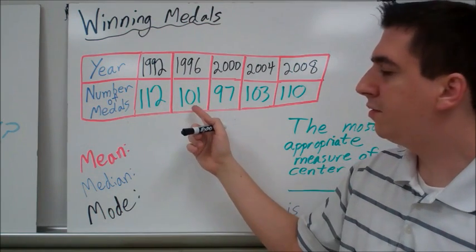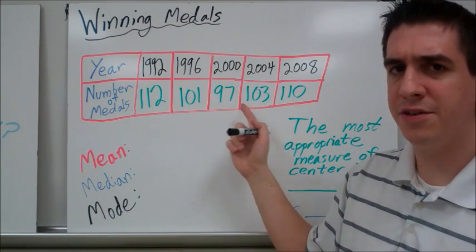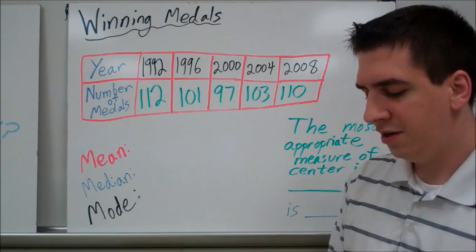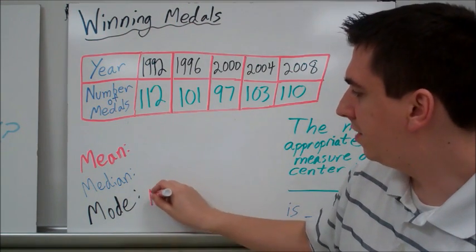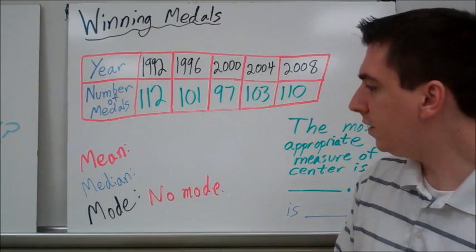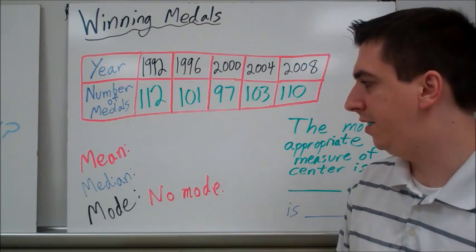112 appears once, so does 101. 97 appears once, 103 appears once, and 110 appears once. There's kind of a problem there, but there's no mode. None of them appears more than any of the others. So we're just going to say we have no mode for that.